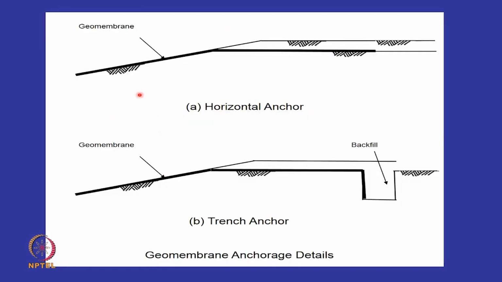And as I told you, the geomembrane has to be anchored at the top, otherwise it has a tendency to slip down. If it does not slip down by itself, when you put soil on top, that will have a tendency to make it slip down. So either the geomembrane will go into a trench, or if there is sufficient horizontal distance available, it will be run out horizontally. So these are the two ways in which you can hold the geomembrane in position.